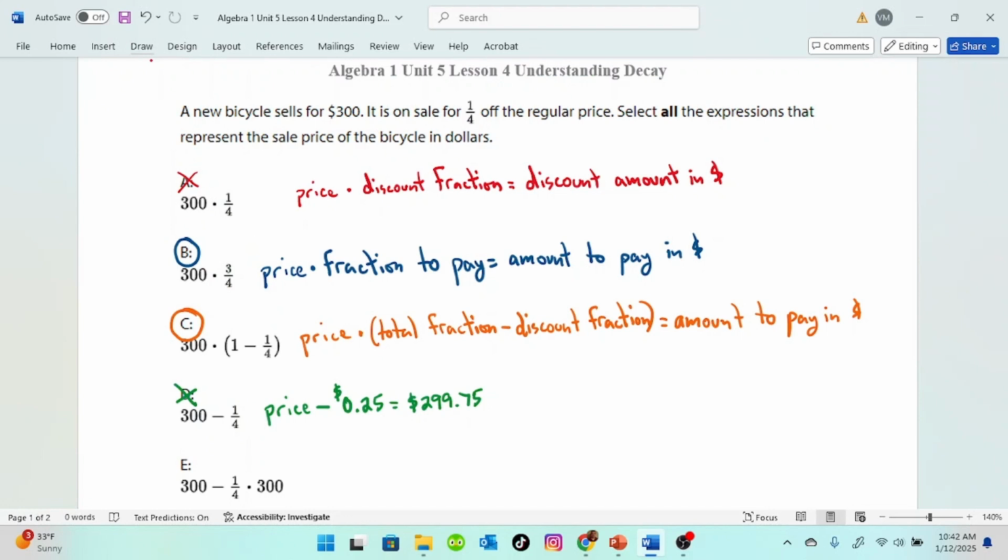And our final choice is E. And this says 300, which is the price, minus, because of order of operations, we would do this multiplication first. And if I multiply 1/4 times 300, if you think back to A, we said that was going to give us the discount amount in dollars.